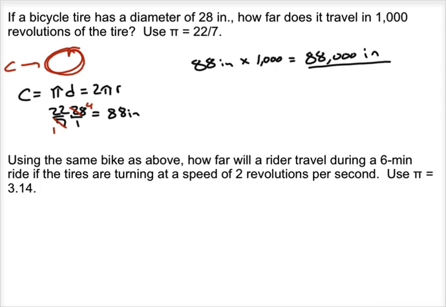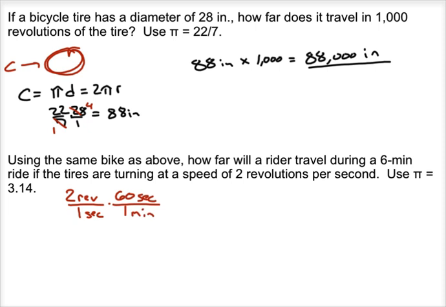Using the same bike as above, how far will a rider travel during a 6-minute ride if the tires are turning at a speed of 2 revolutions per second? Use pi equals 3.14. So 2 things change. One, for pi I'm using 3.14 instead of 22/7. And the second is they don't come right out and tell me how many revolutions there are going to be. So I really have to think that there are 2 revolutions per second, and I know that there are 60 seconds in 1 minute.